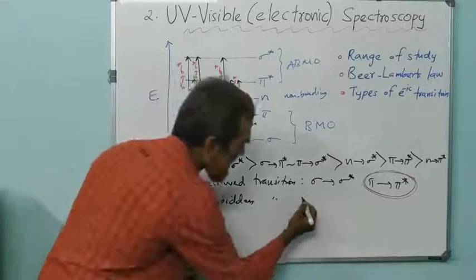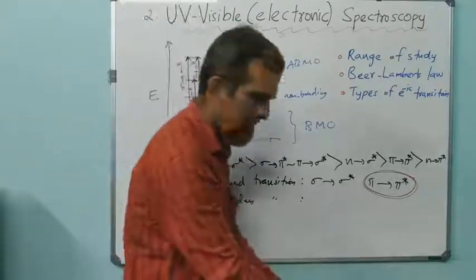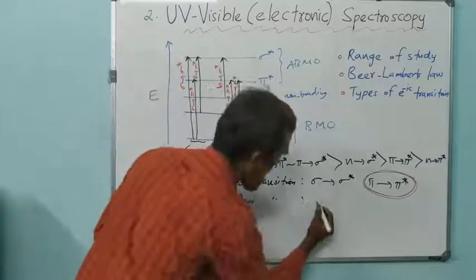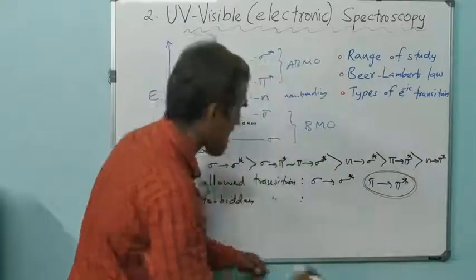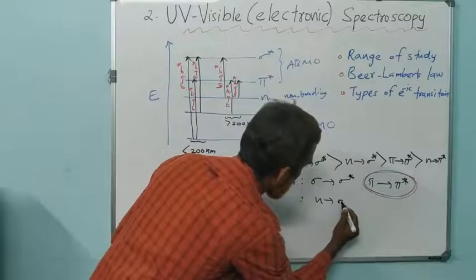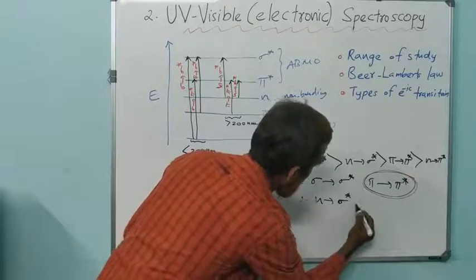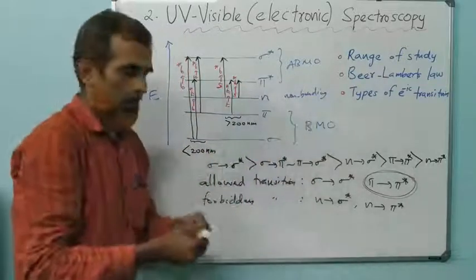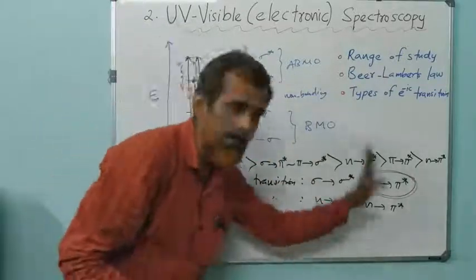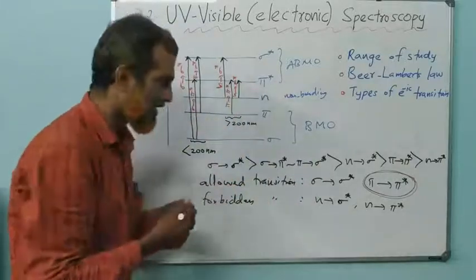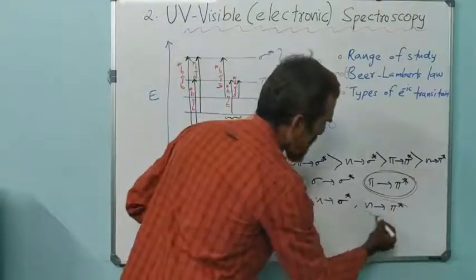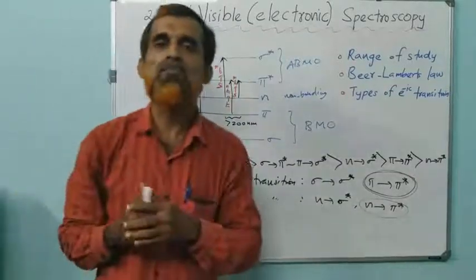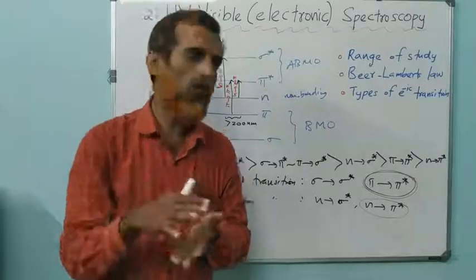Then the second type of transition is called forbidden transition. Forbidden means it is symmetry forbidden. All other transitions are forbidden. So important transitions here like n to sigma star, similarly n to pi star, are symmetry forbidden because they have different symmetry for the orbitals, of which n to pi star is more important. Forbidden transitions will be very weak. The intensity will be lower than that of allowed.